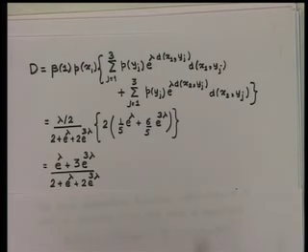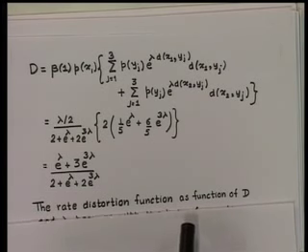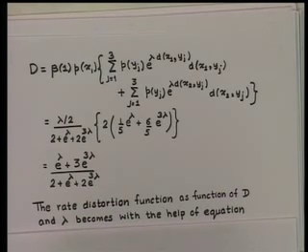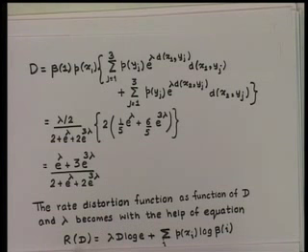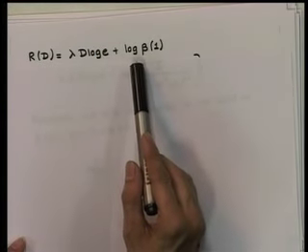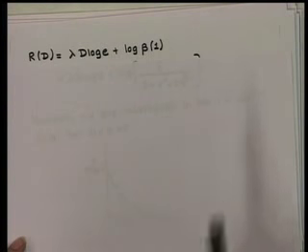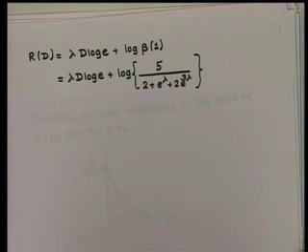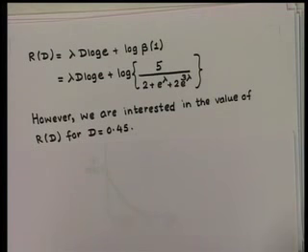So, the rate distortion function as a function of d and lambda becomes, with the help of the equation R(d) equal to lambda d log e plus summation of p(x_i) log beta_i, as follows. R(d) is equal to lambda d log e plus log beta_1, because beta_1 and beta_2 are the same, and this can be simplified to this expression. Now, however, we are interested in the value of R(d) for d equal to 0.45. The rate distortion curve would be as follows.